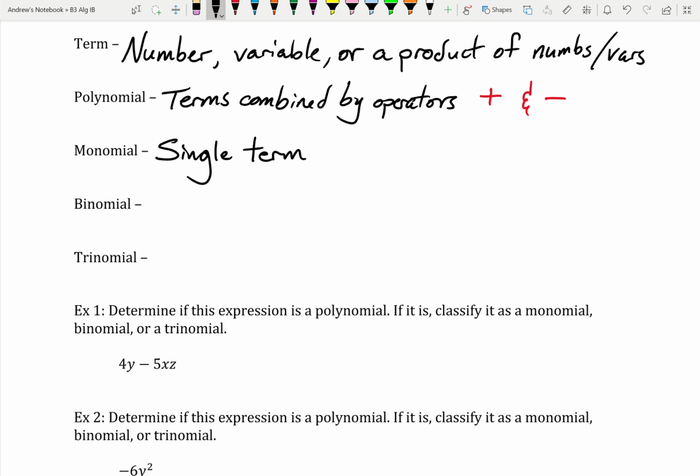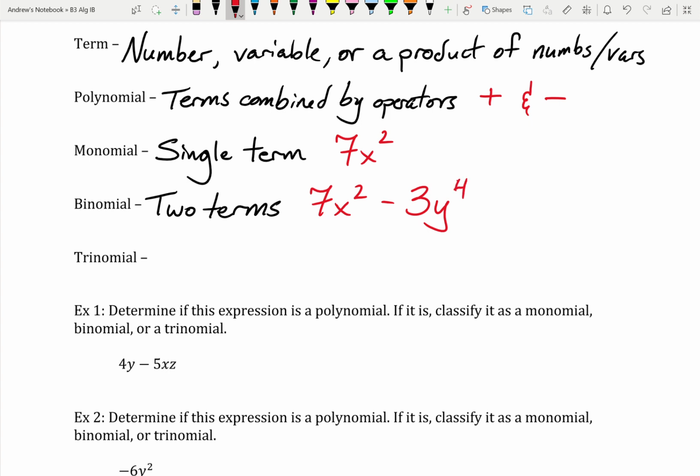If we had a little example, I was talking about 7x. Let's call 7x squared, that's a monomial. If we have a binomial, it's got two terms. Here we'd have our first thing, the 7x squared, and then we would either add or subtract some other thing from it. So let's say minus 3y to the fourth. That would be a binomial. It's got these two different chunks that are broken up by that minus sign.